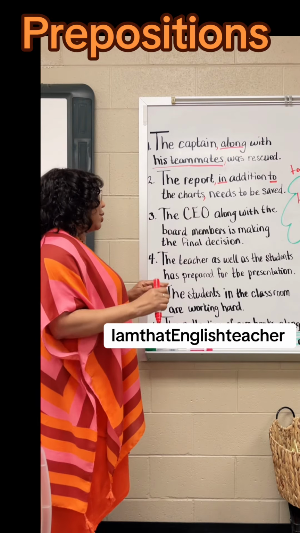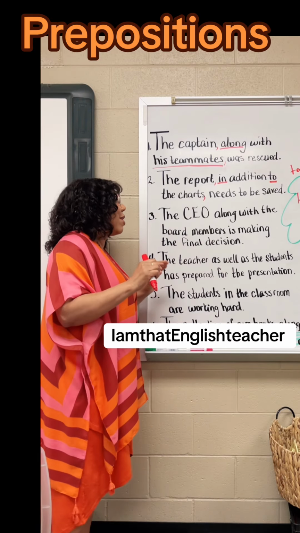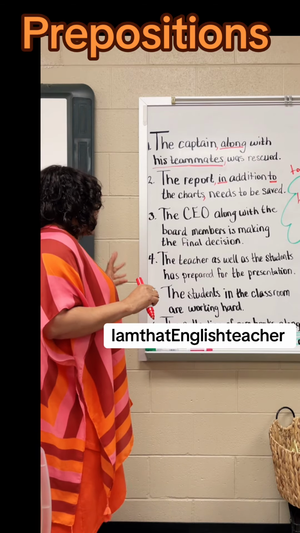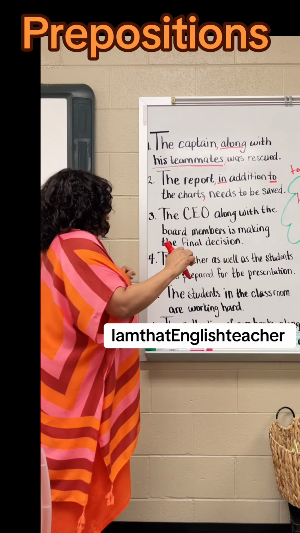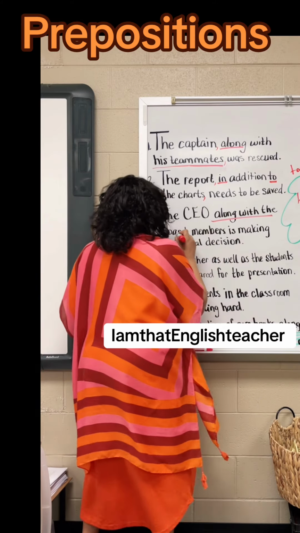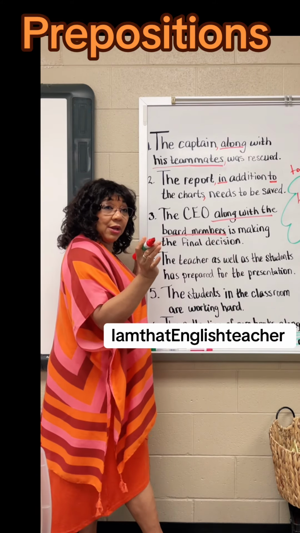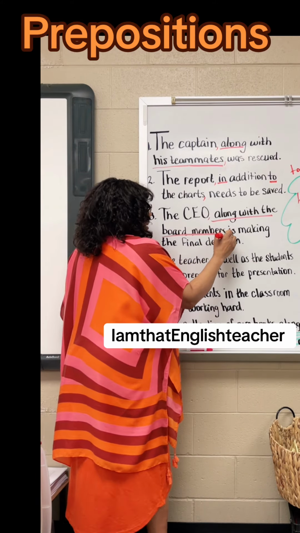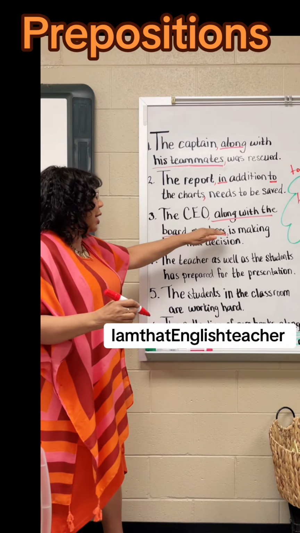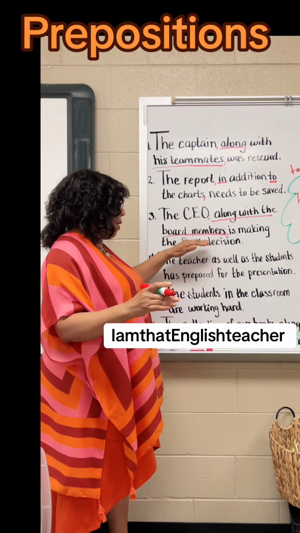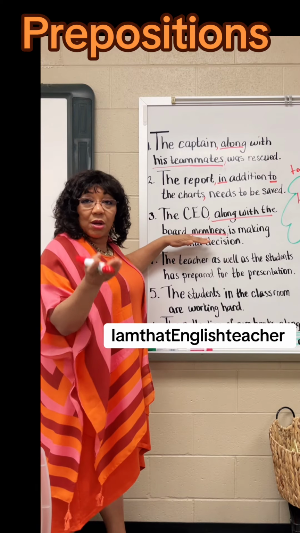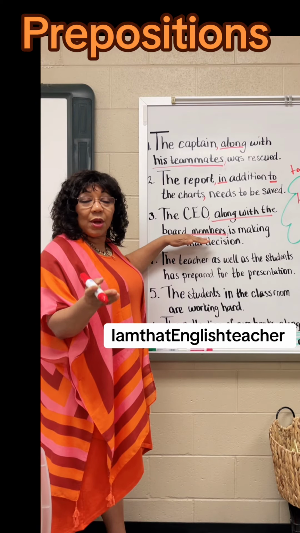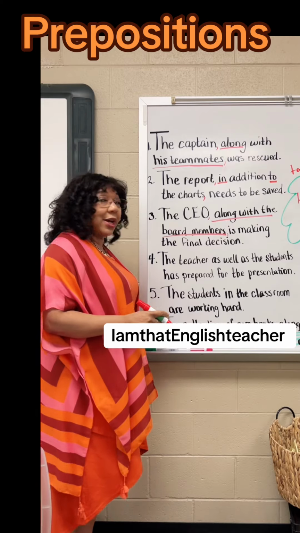Makes sense. Next one, the CEO, along with the board members, is making the financial decision. Along with the board members. Okay, talk louder so I can hear you. This is a prepositional phrase. So we put a comma here and here. And then CEO is makes sense, right? However, if we didn't know that was a prepositional phrase, we would say members what? Are. Very good. Yeah.